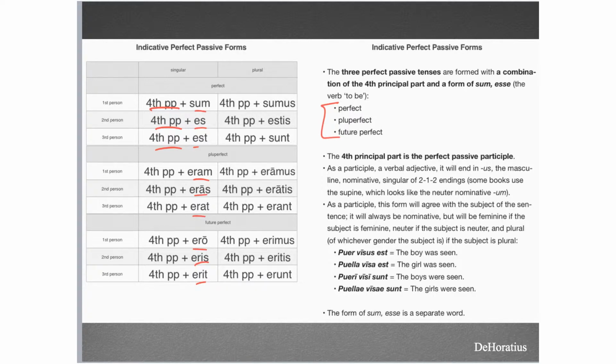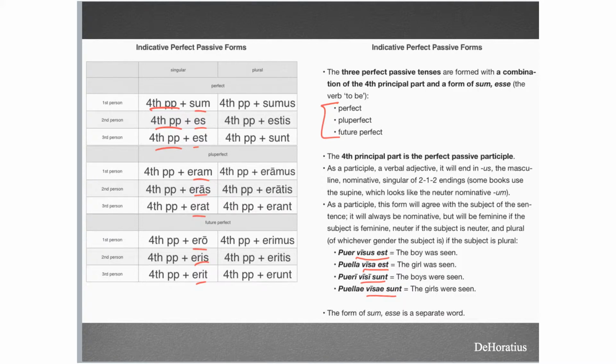So you can see some examples here. All right, so you can see that visus, visa, visi, visae, those are all forms of the fourth principal part. And then you have the form of the verb to be after it. Okay, so puer visus est, the boy was seen. Puella visa est, the girl was seen. Pueri visi sunt, the boys were seen. Puellae visae sunt, the girls were seen. Okay, so that is the basic formula for forming the perfect, pluperfect, and future perfect passive, and we'll take a look at each of those in a little more depth as we go through.